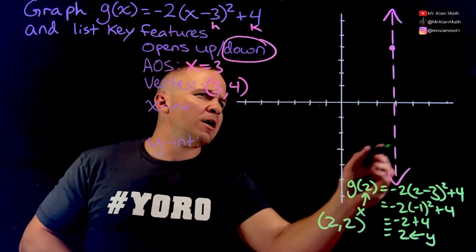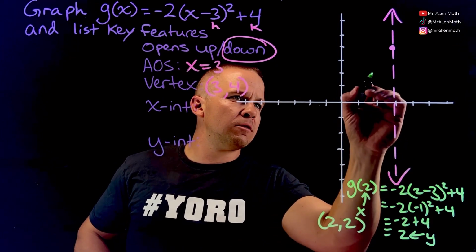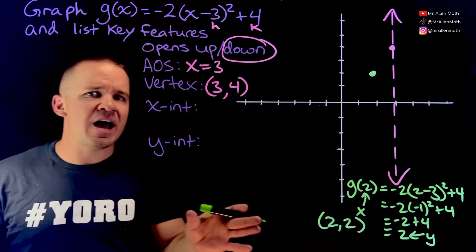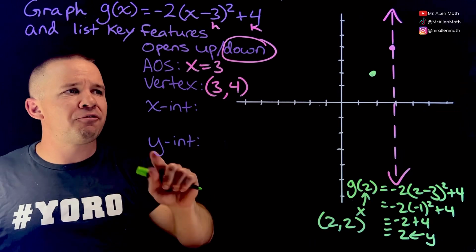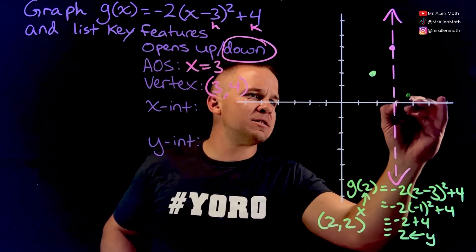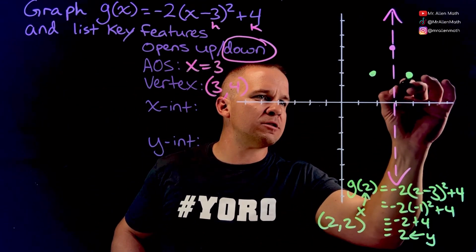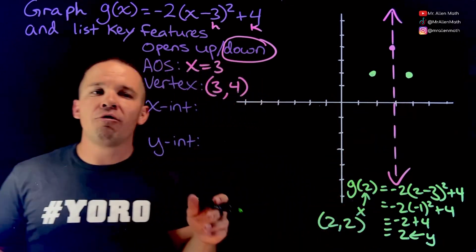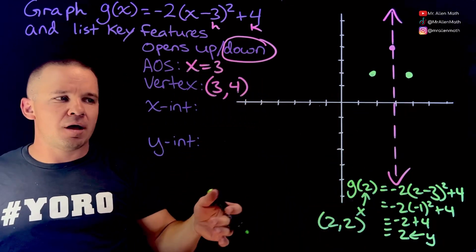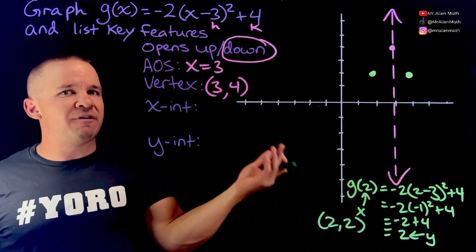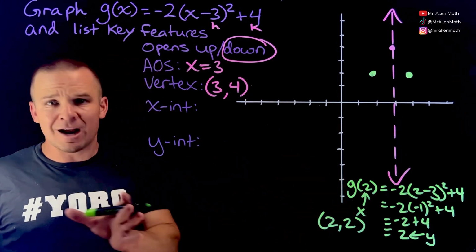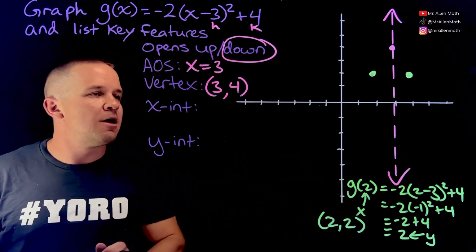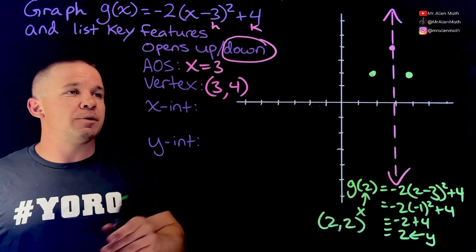So let's plot that. I got 2, 2, there we go. Now that I have that point, I can reflect it over my axis of symmetry, only 1 away there, still at 2, and I get the point 4, 2. I'm going to use that axis of symmetry to my advantage. It gets me free points, basically. Everybody loves free points, especially on a test. I don't know if it gets you free actual points on the test, but it gets you extra points here.